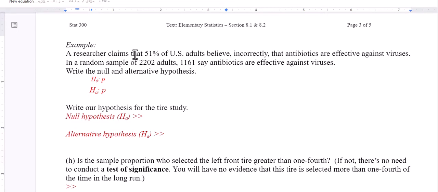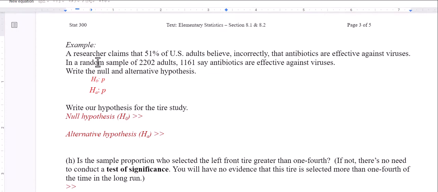So a researcher claims that 51% of US adults believe incorrectly that antibiotics are effective against viruses. I guess it says incorrectly because antibiotics fight bacteria, not necessarily all viruses. So anyway, 51% of adults. Is that a parameter or a statistic? And then notice here in a random sample of 2202 adults, 1161 say antibiotics are effective against viruses. So the question is, which one is the parameter and which one is the statistic? Statistics refer to a sample and parameters refer to the population.